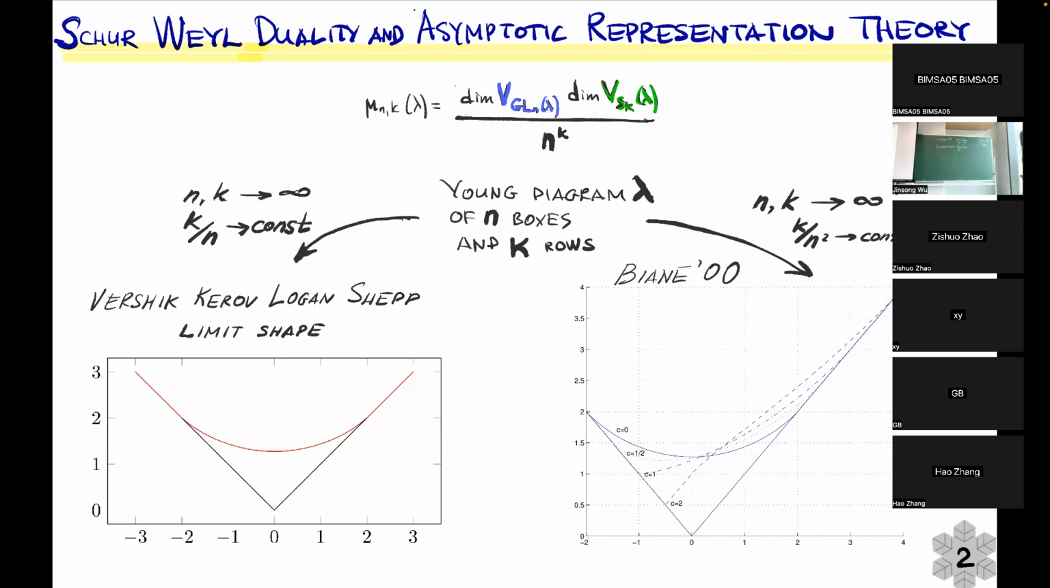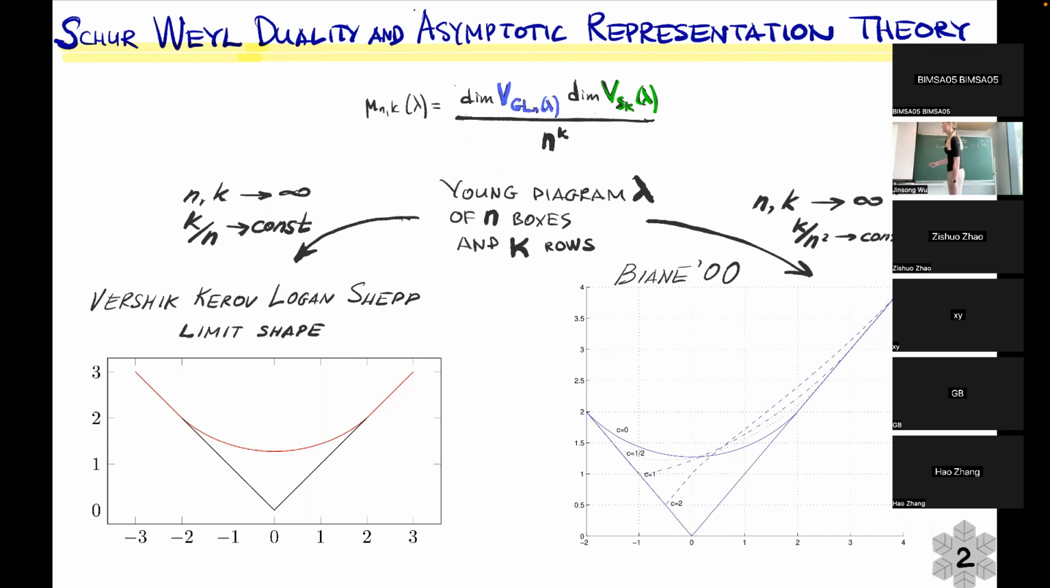Now, using the Schur–Weyl duality, if we ask asymptotic questions, there were various studies in the various regimes. We consider the Vershik–Kerov–Logan–Shepp shape, which is what I was telling about in the beginning. It is the regime when n and k go to infinity and the ratio of k and n goes to a constant. Now we have the famous limit shape of the Young diagrams.